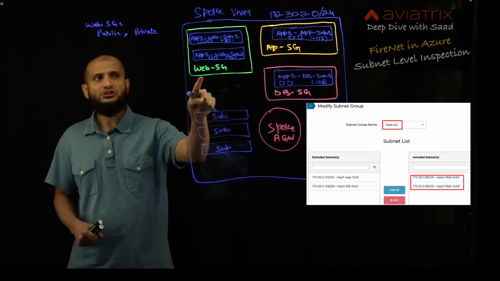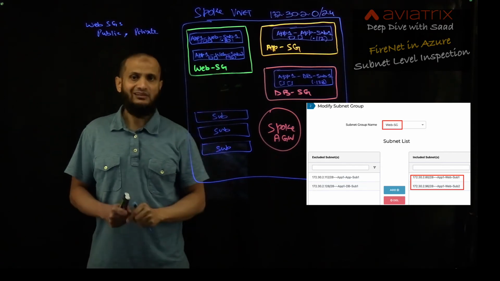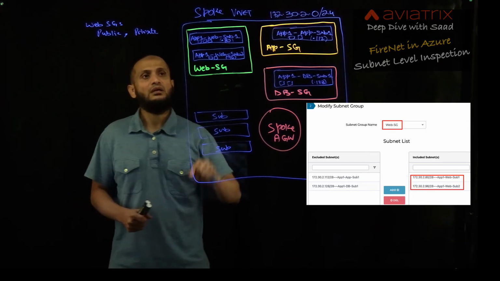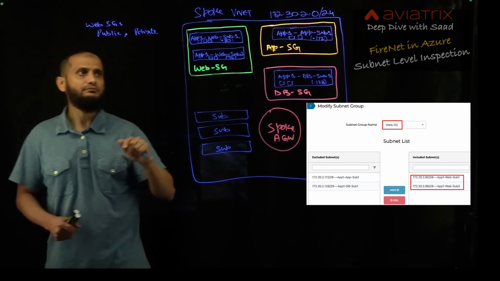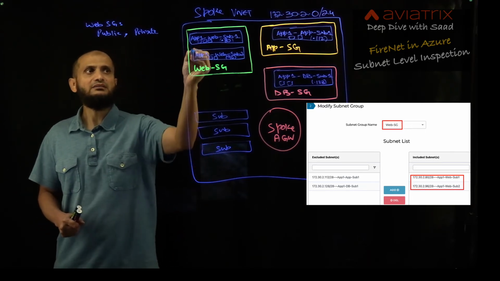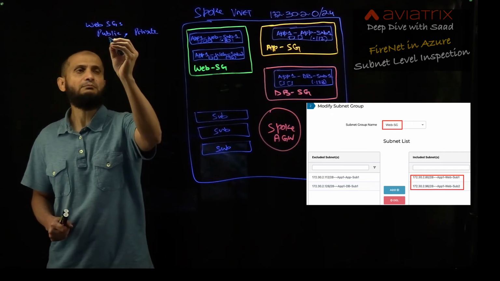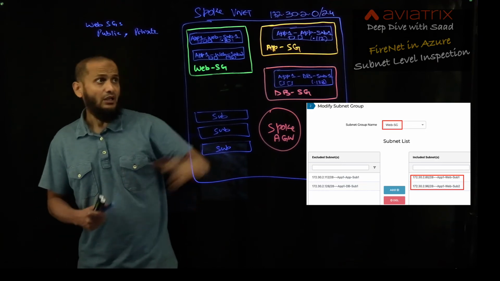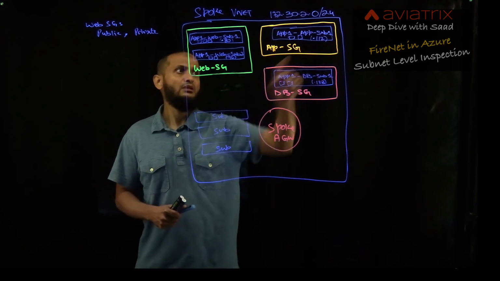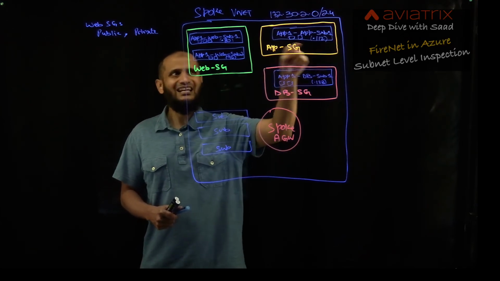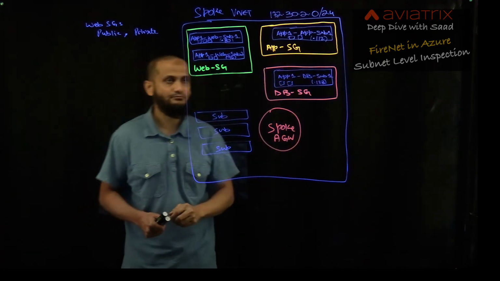Now, when you associate these subnets to the subnet group, again from the Aviatrix controller, these subnets will be associated to the public routing table. So both these subnets, like app1 web subnet 1 and web subnet 2, will be part of this public routing table. In this scenario, the app security subnet group has only 1 subnet. So that subnet will be associated to its own routing table. And which routing table? Again, it's going to be a public routing table.